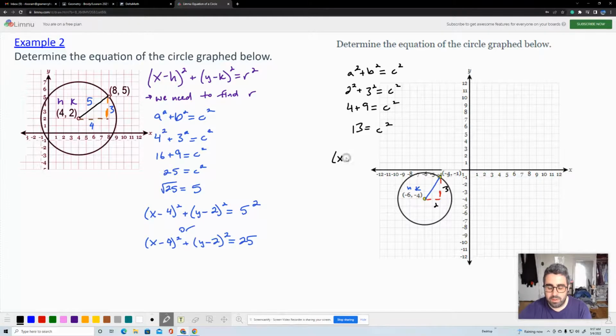So it's x minus -6 squared plus y minus -4 squared is equal to 13. Because again, this c squared is the same as saying r squared. So x minus -6 is x plus 6, and y minus -4 is y plus 4. And again, it's equal to 13.